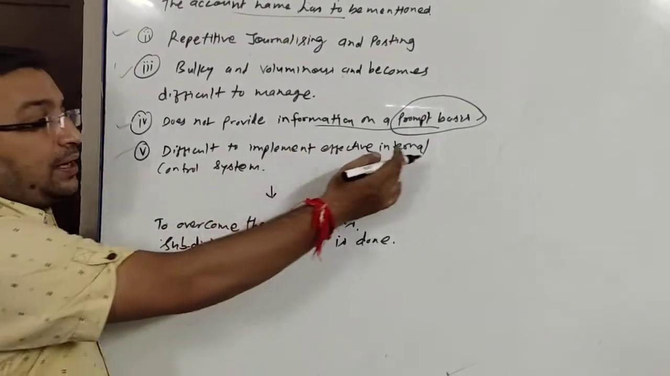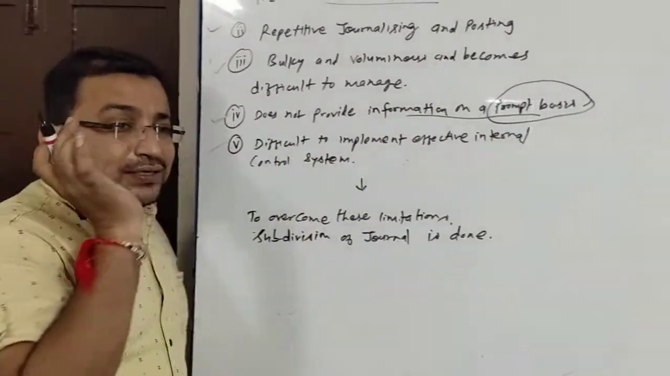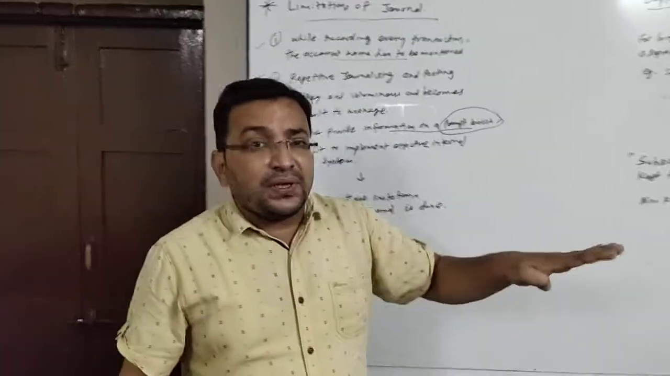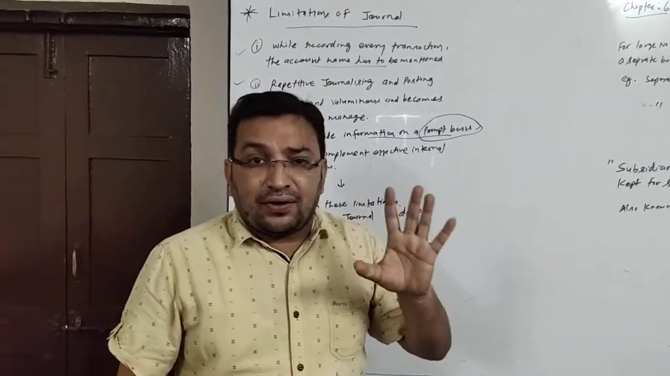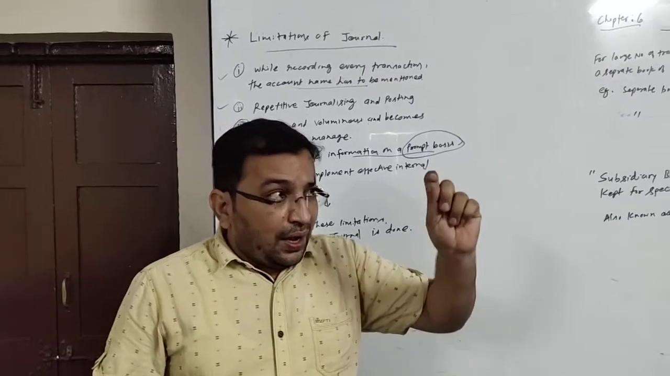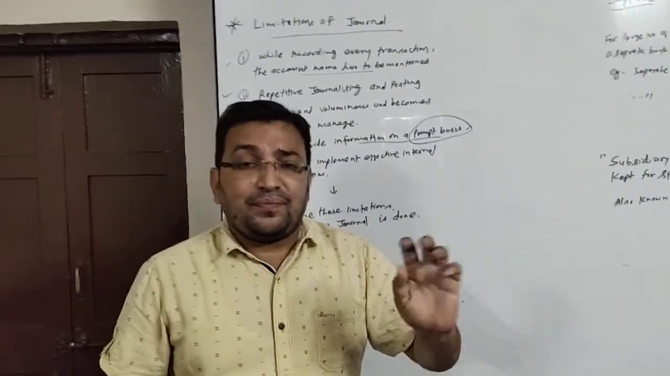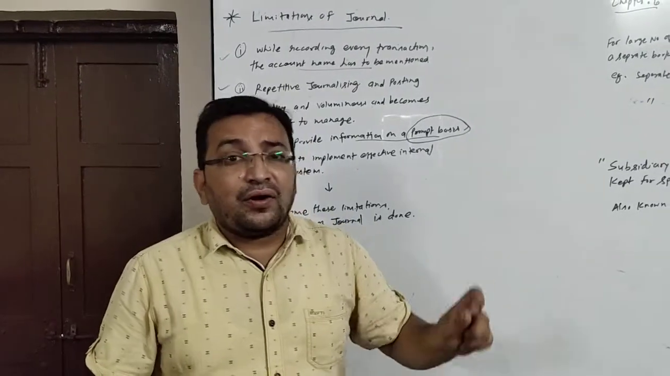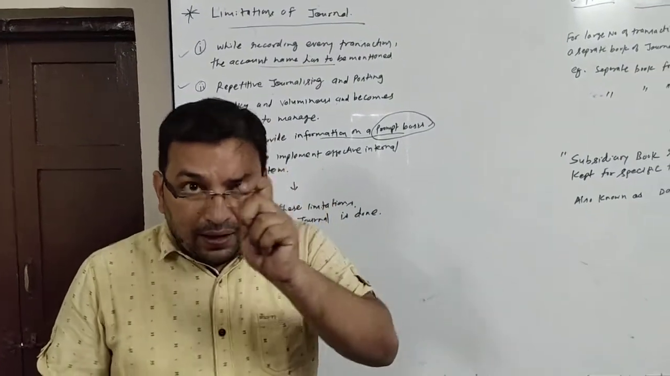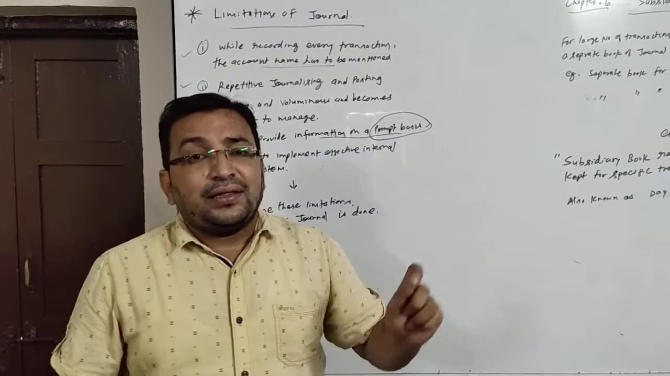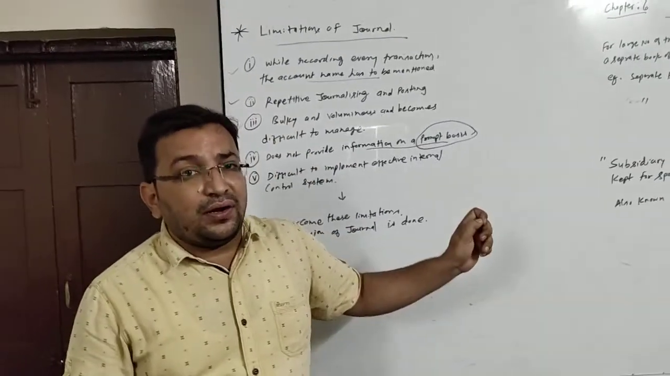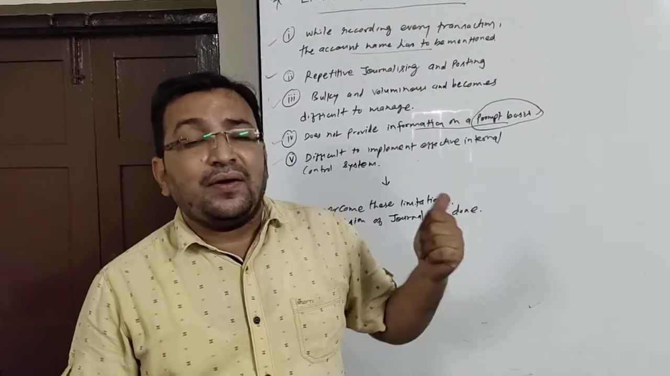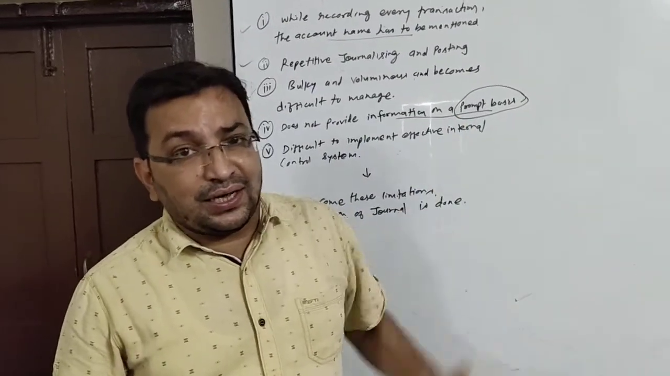Difficult to implement effective control system. See, control is possible if you are always ready with the records, and you are having your net balances, maybe of goods or cash or anything. When you are having the recorded facts, the fresh balances of facts, then only you may have the control. So effective control becomes a tedious one when you are maintaining journal.